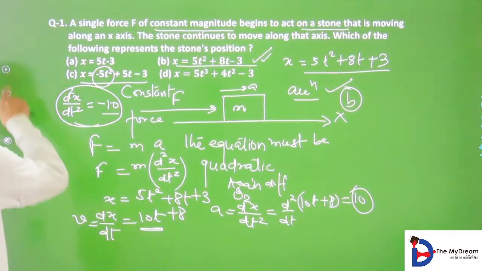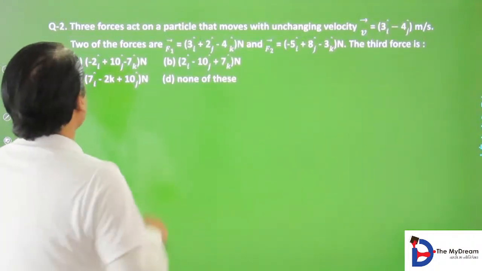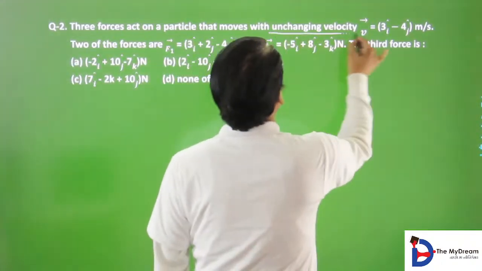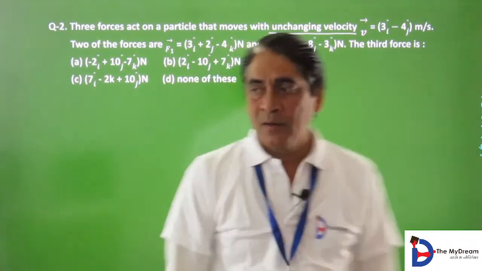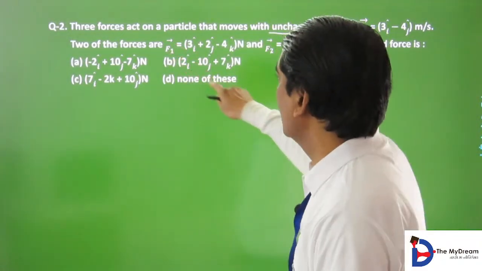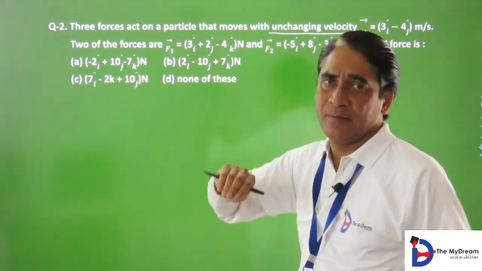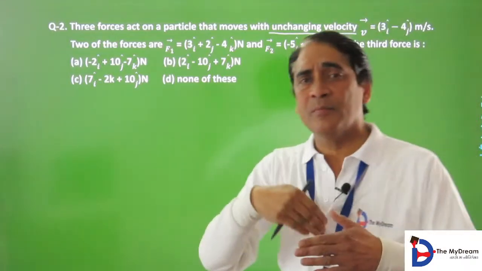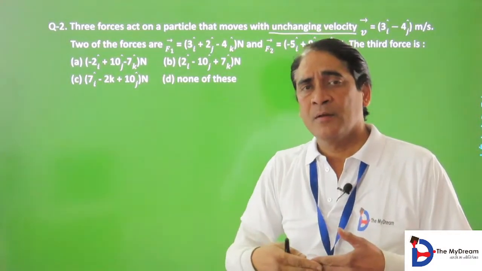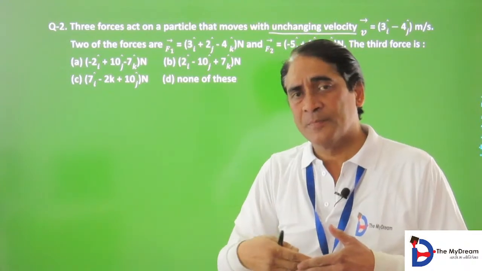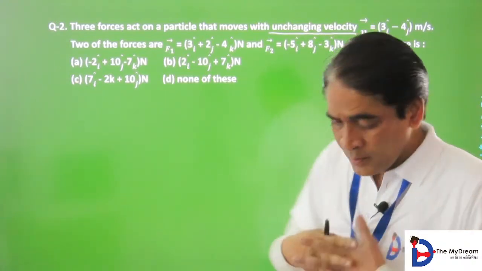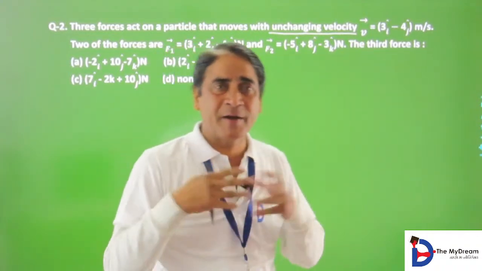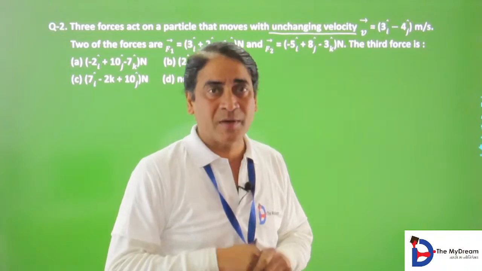The next question is: three forces act on a particle that moves with unchanged velocity. It means it is moving with uniform velocity. What happens to the acceleration? It is 0. When an object is moving with uniform or unchanged velocity, the acceleration will become 0. So net force will become 0.